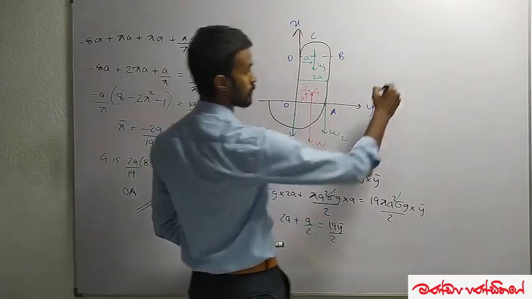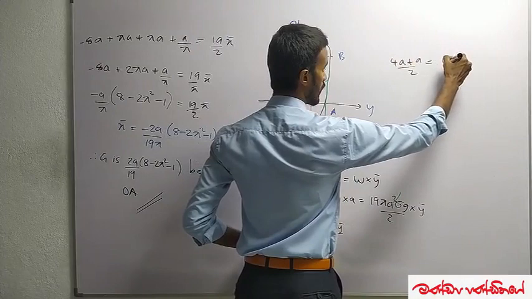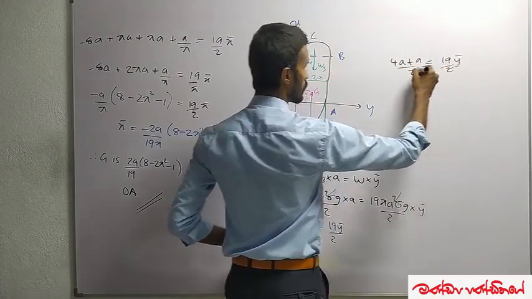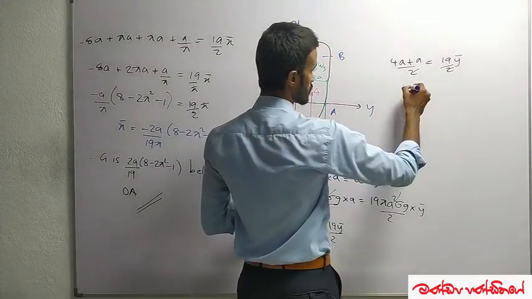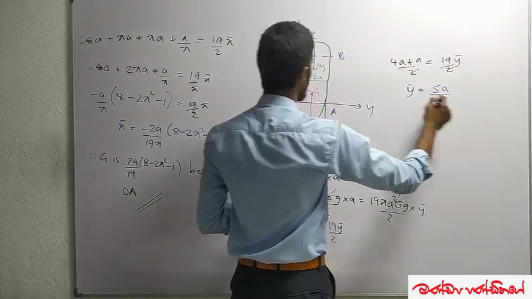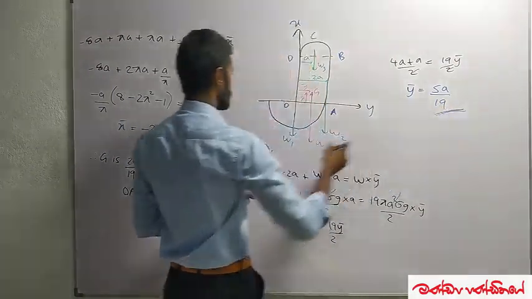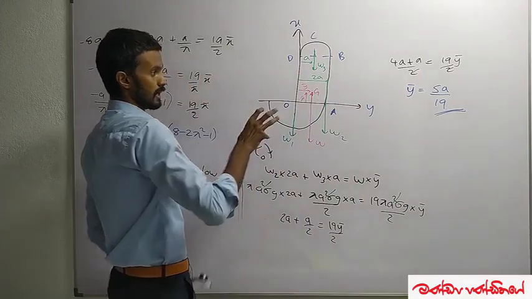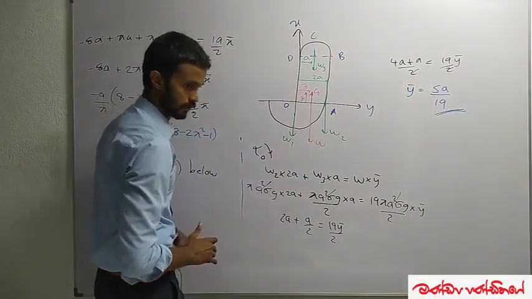So I'm taking 2 as the common denominator. I get 4A plus A over 2 is equal to 19 over 2 Y bar, the 2 cancels, and I get the answer they are asking. Show that the distance to the center of gravity from the OD is phi A over 90. So it is clear the center of gravity lies at a distance of phi A over 90 from the OD axis.